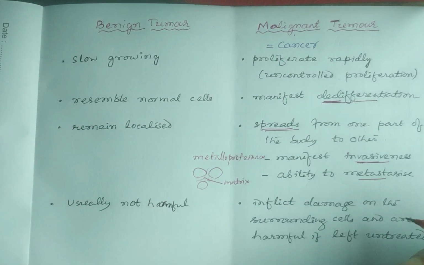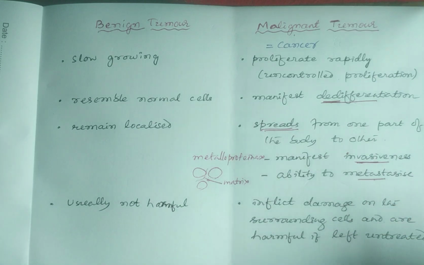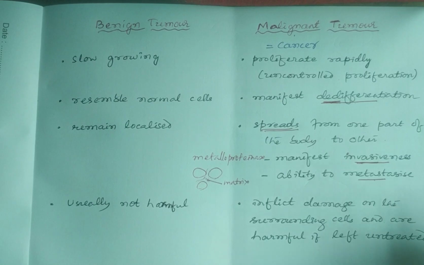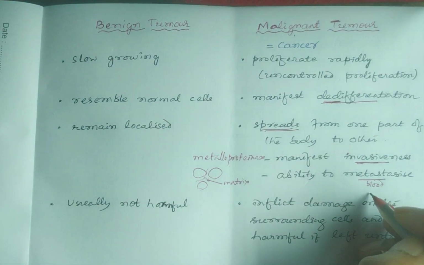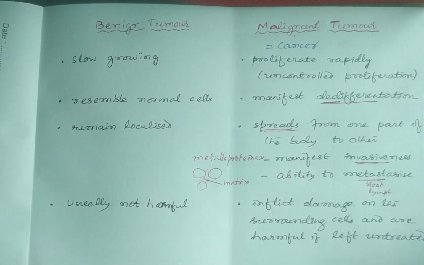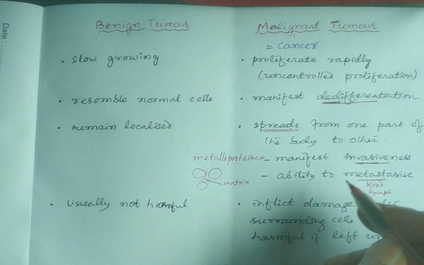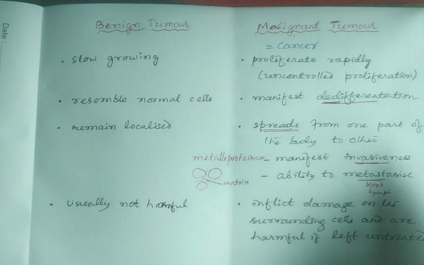Then another function is metastasis, and metastases are the secondary tumors that have been released from the initial or primary tumor, and have reached other sites through blood vessels or lymphatics. So either through blood or through lymph, that means through blood vessels or through lymphatic vessels, the secondary tumors will go from one place to other areas.